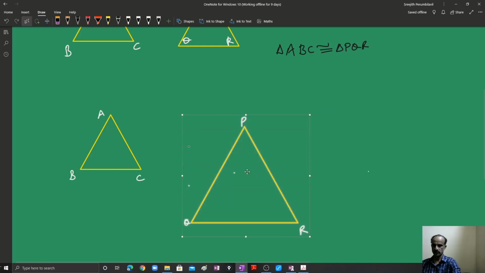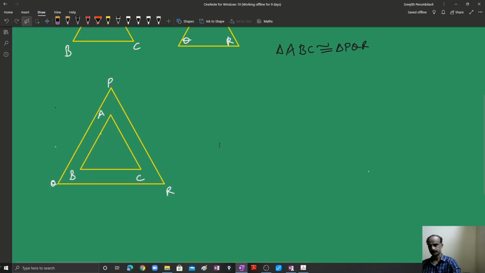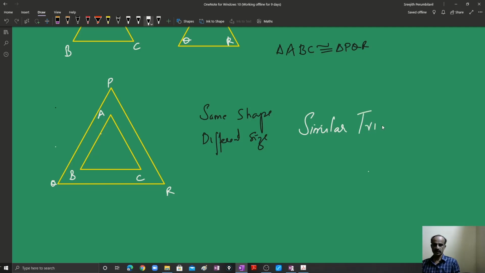And now when we superimpose this over the other, what happens? Do they have the same shape? Of course they have the same shape. But they have different sizes. Are they congruent? They are not congruent. What do we call them? These two triangles are similar triangles, or similar figures. So triangle ABC is similar to triangle PQR, because they have the same shape but not the same size.